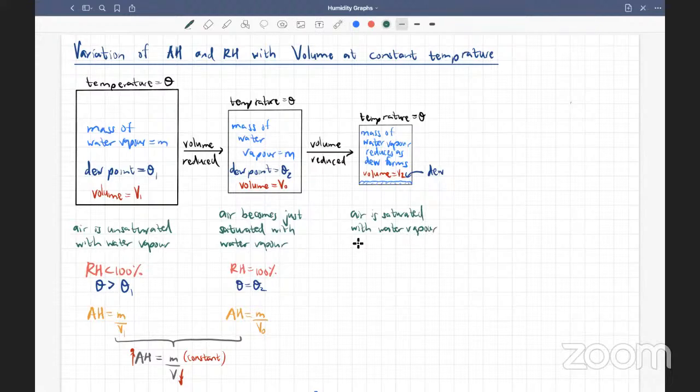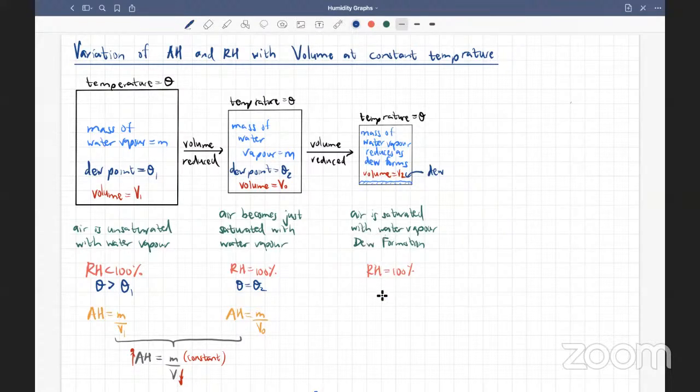More importantly, dew starts forming. So, dew formation. And talking about RH now, what is RH? RH is still going to remain at what, people? 100, yeah? RH is still going to remain at 100. And what can I say about the temperature now? Dew point. What can we say about dew point?